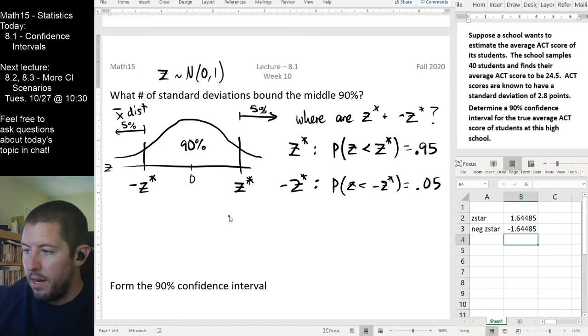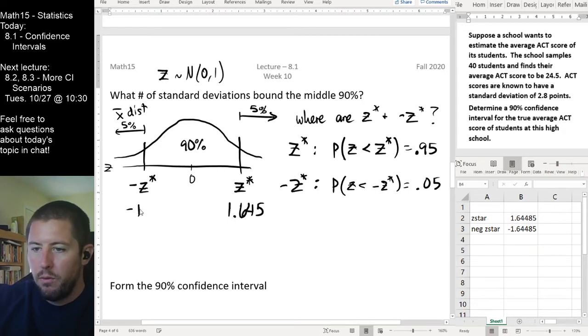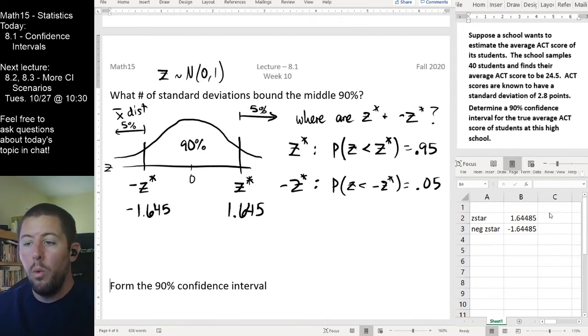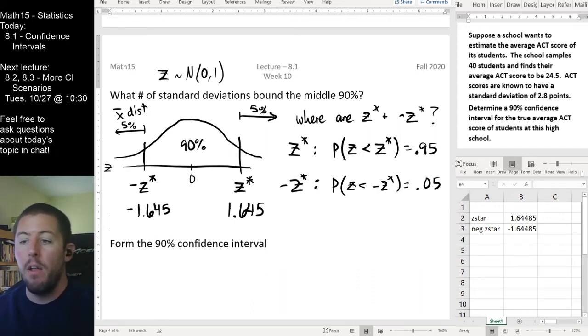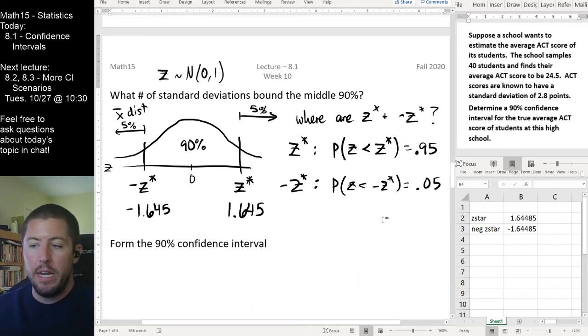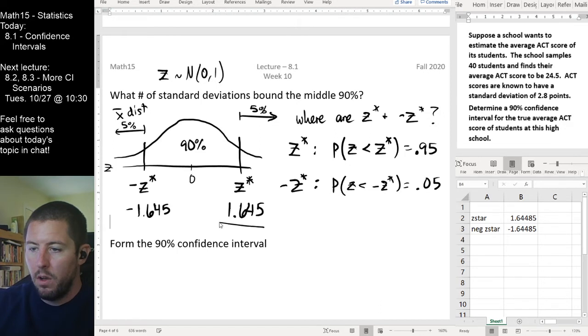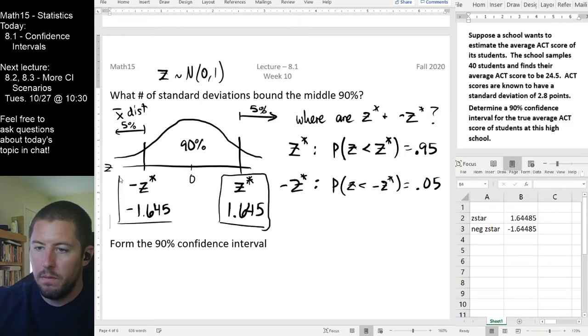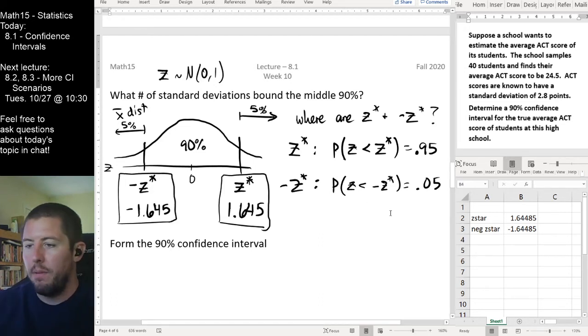So it looks like I'm getting 1.645 and negative 1.645. So we're really close to being able to build this confidence interval. Actually, we have all the information that we need now to build our confidence interval. So let's see how we can put these pieces together. All right, so we found those z values in Excel.